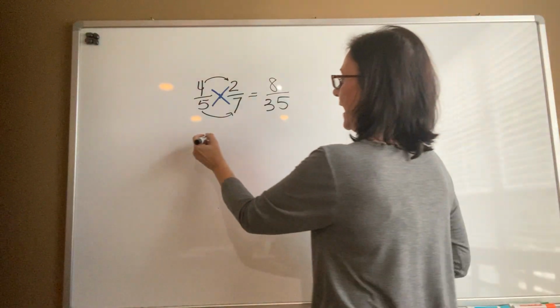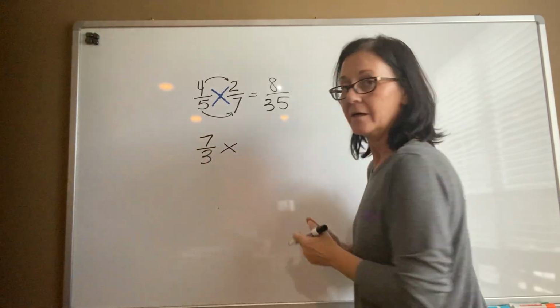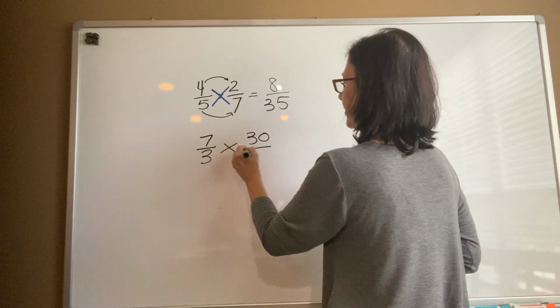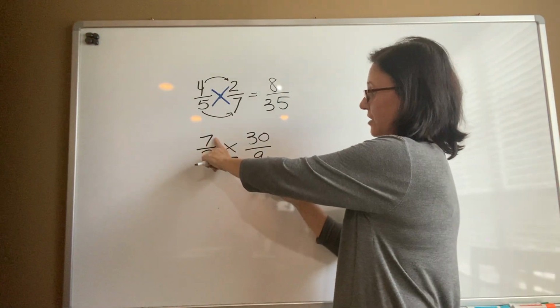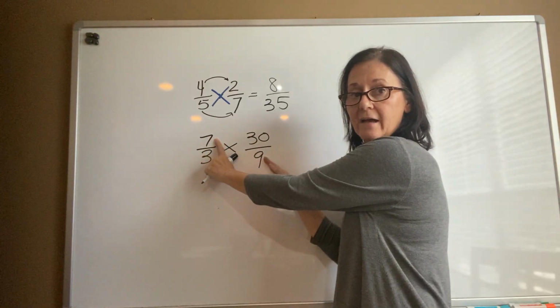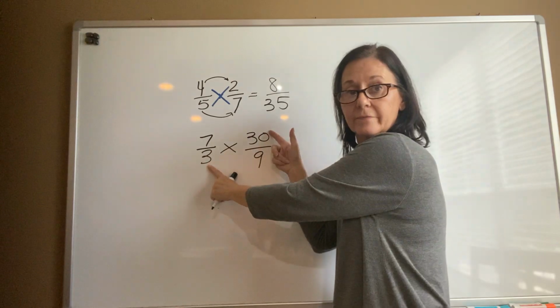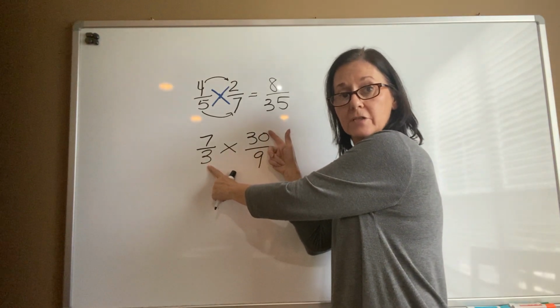Now, what if I had 7/3, I'm going to write a big multiplication sign there, times 30/9. Now I ask myself, does this numerator and this denominator, can I cancel anything out? Does anything go into 7 and 9? No. But look at this one. Does any value go into 3 and 30? And 3 goes into both of them.